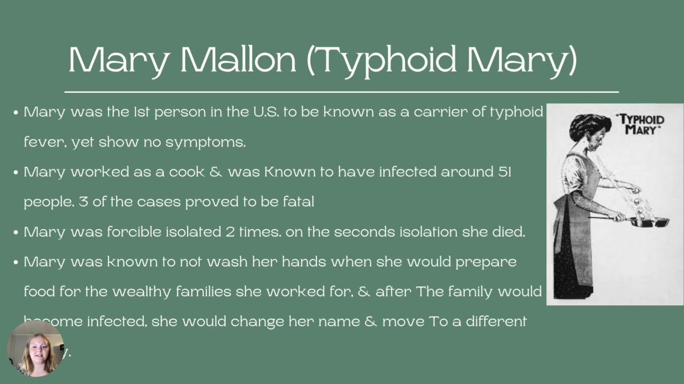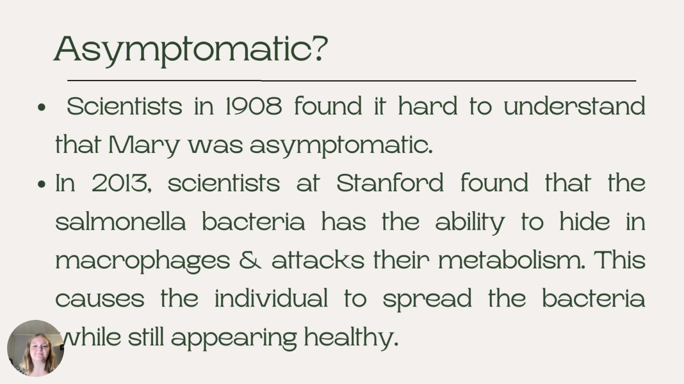And scientists find it really hard to understand how you could be asymptomatic and still pass that on. But that was back in the time where they didn't really understand what made you that sick. So in 2013, scientists at Stanford found that the salmonella bacteria had the ability to hide in the macrophages and attack their metabolism. So it caused you to be completely asymptomatic and still carry that with it.